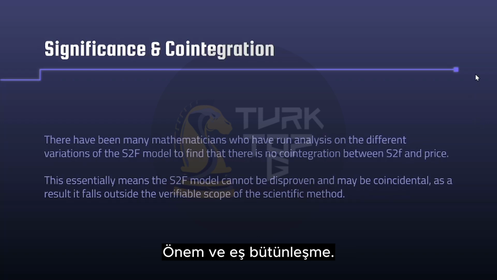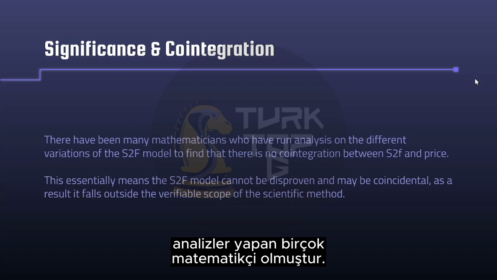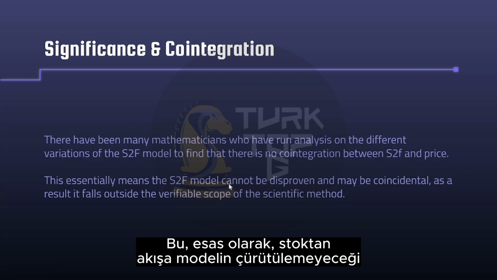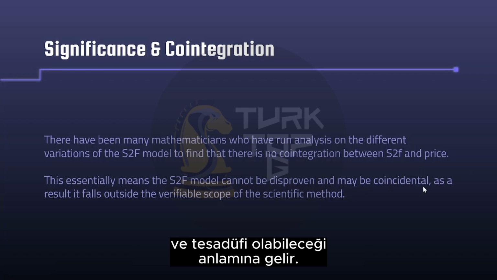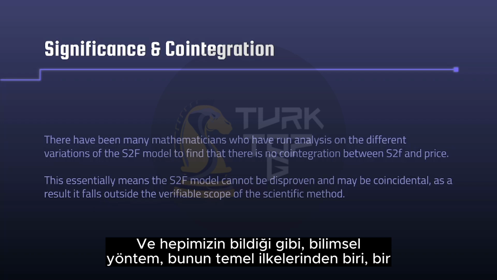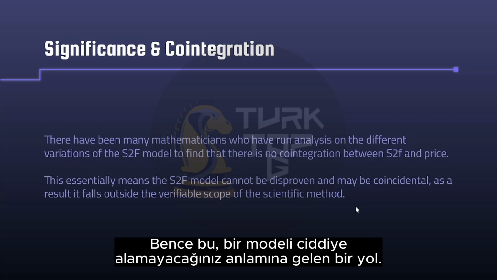Significance and cointegration. There have been many mathematicians who have run different analysis on the different variations of the stock to flow model to find that there is no cointegration between stock to flow and price. This essentially means the stock to flow model cannot be disproven and may be coincidental. As a result, it falls outside the verifiable scope of the scientific method. And as we all know, one of the core principles of the scientific method is that for a theory to be taken as law, it must be able to be disproven. Failure to do that means that you cannot take a model seriously.